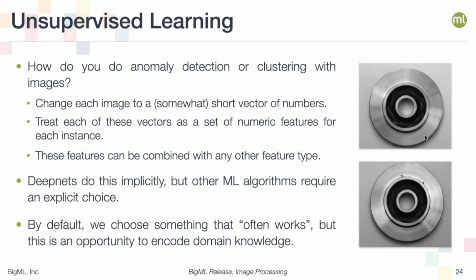And so deep nets have this built in explicitly. The convolutional layers stack up, and then at the end, there's usually some kind of what we call a pooling layer that reduces the image to a vector of numbers.